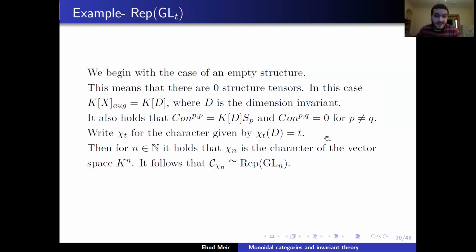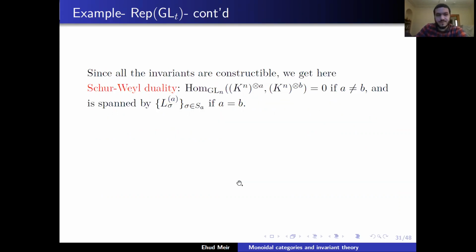And then for n in N, it holds that chi N is the character of invariance of the vector space K to the N without any kind of structure whatsoever. And then it follows that this Sikai N will just give us rep of GLN. Okay, but then also Sikai T will also be a nice category with finite dimensional home spaces, and which is also abelian, and we call this rep GLT.